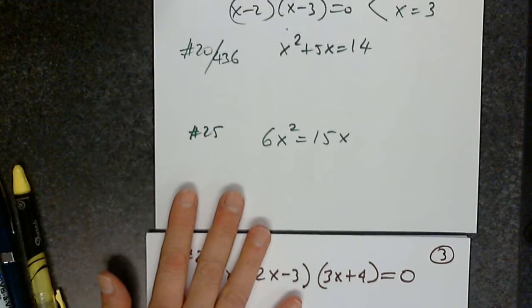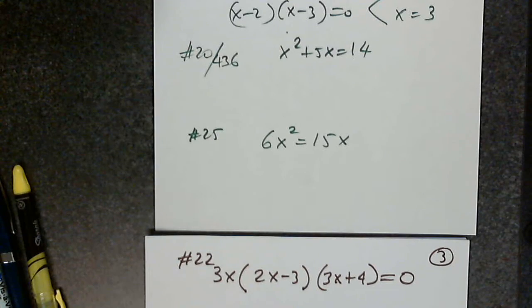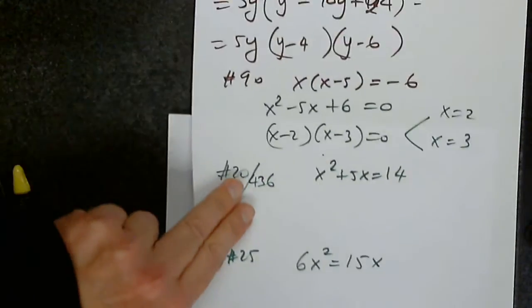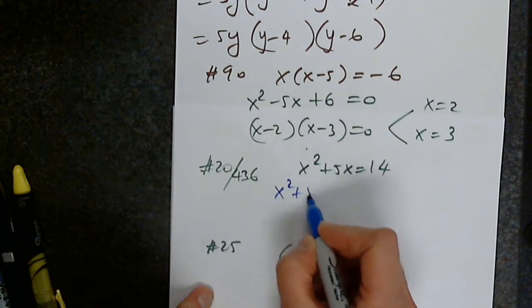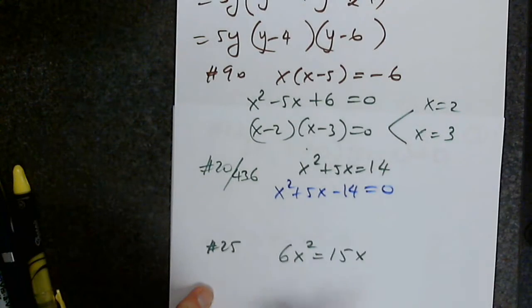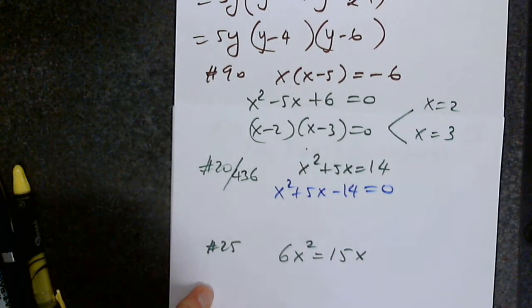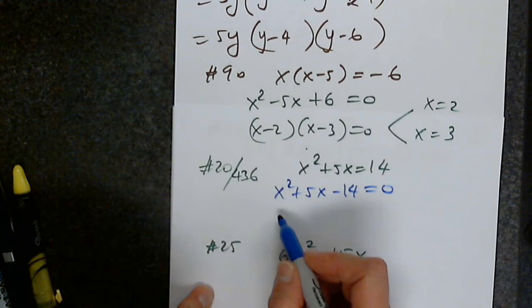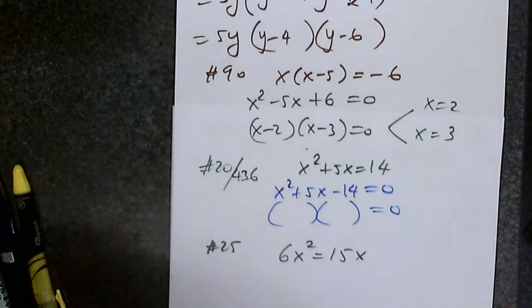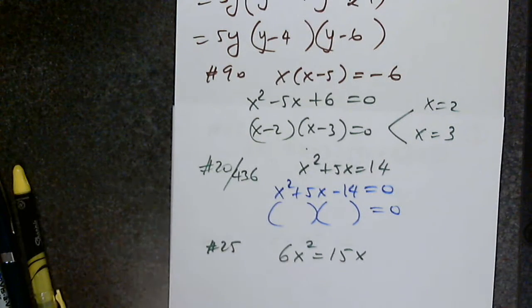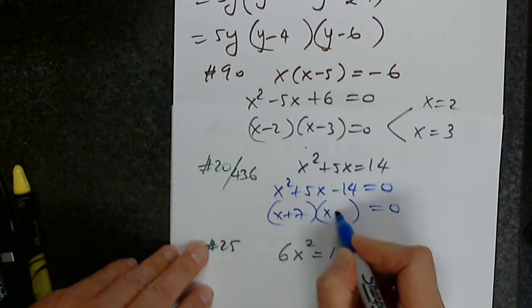Okay, so we are back to number 20. Any first step? Very good, because it's quadratic and I have to set it equal to 0. Correct. Now find two numbers whose product is negative 14, which means one negative and one positive, and whose sum is positive 5. -2 and 7. Yes. (x + 7)(x - 2).